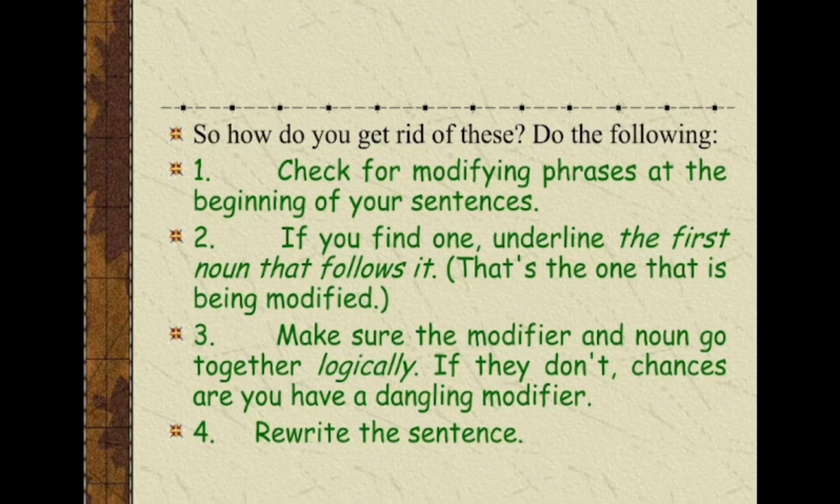Check for modifying phrases at the beginning of your sentence. So what we need to look for in a dangling modifier is this type of sentence. First, check for modifying phrases at the beginning of the sentence. If you find one, underline the first noun that follows it. That's the one that is being modified. Then make sure the modifier and noun go together logically. If they don't, chances are you have a dangling modifier.